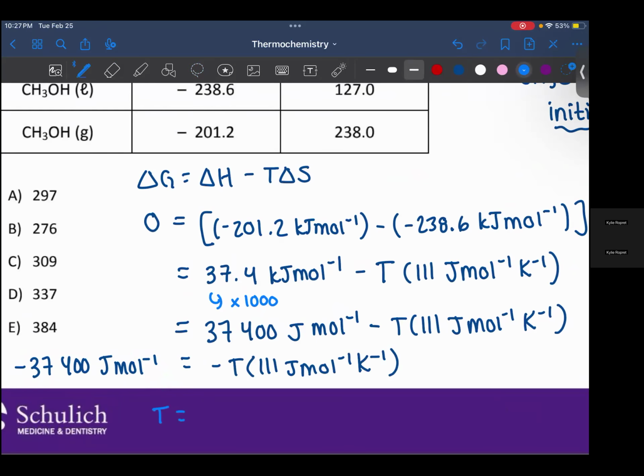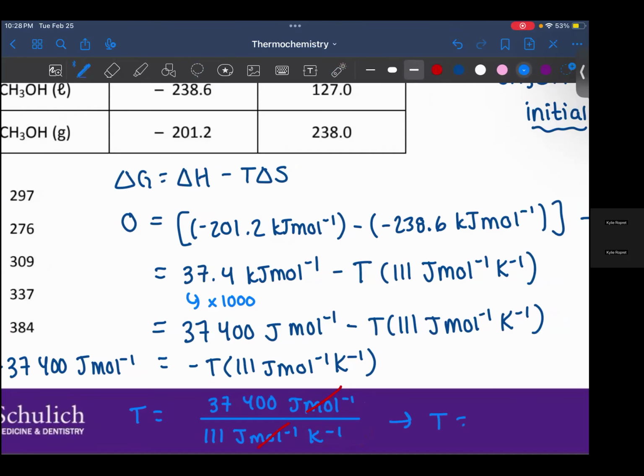And I'll just switch my color so you can see it on the purple here, but T is going to be equal to 37,400 joules all over 111. Again, we have negatives on both sides, so they just cancel out. And then the joules per mole units will cancel out. We're left with 1 over Kelvin to the -1, which is just Kelvin, so that'll give us our temperature answer.